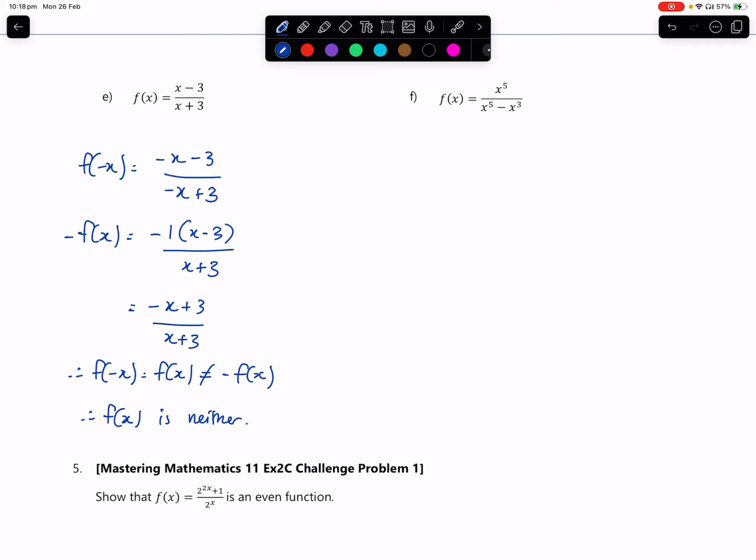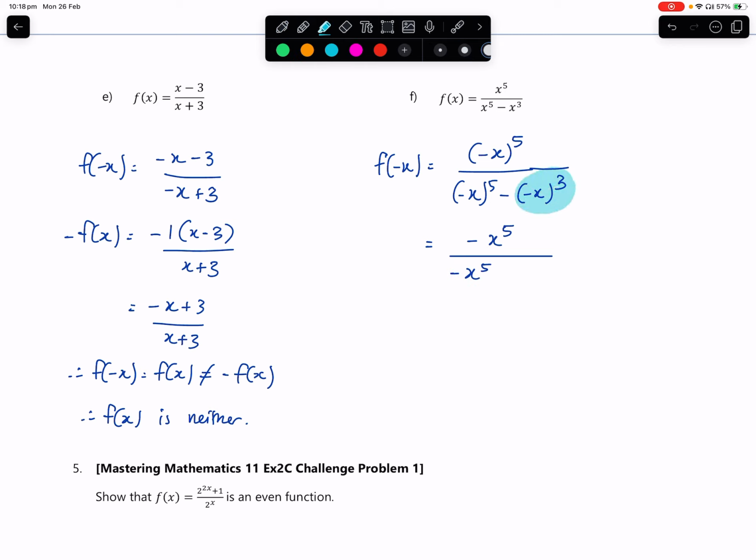Okay, F is a bit tricky. We're going to now do f of negative x again. Every single time you see an x, we're going to replace it by negative x. So here we go. Replace every x by negative x. The top one, being a negative value to the power of an odd number, becomes negative x to the power 5. Whereas on the bottom, negative x to the power 5 is negative x to the power 5, and negative x cubed with a negative in front becomes positive x cubed.